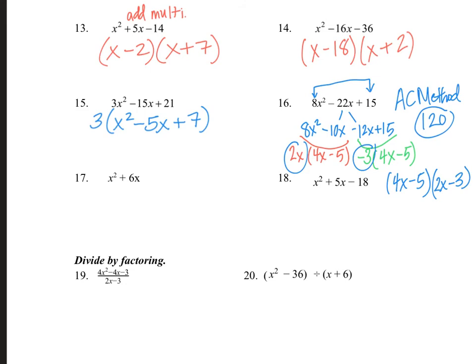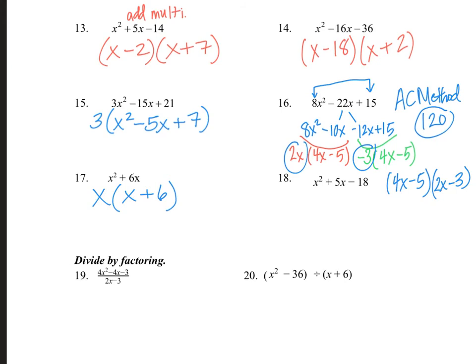Okay, let's look at 17. So 17 does not have a constant. It's just a binomial. So the only thing that we can do with it is just factor out an x. So it's going to look like this. x, and then in parentheses, x plus 6. All right, and then let's look at 18.